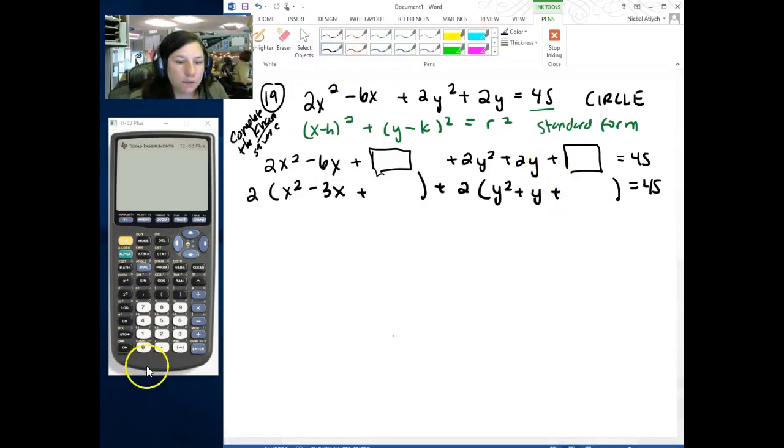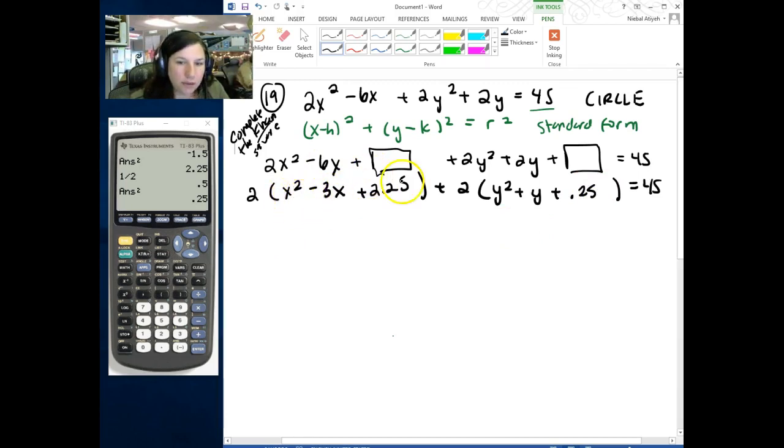So you're going to do negative 3 divided by 2 squared. So the number that I need to add here is 2.25. And then the same thing here, this is a 1. So you're going to do 1 divided by 2 and then square it. That's called completing the square.